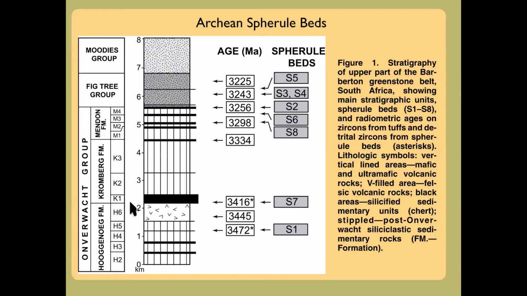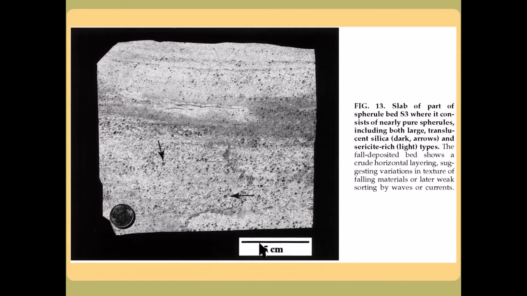The Barberton Greenstone Belt has a sequence of about 8 kilometers of rocks. It's really old stuff. And they found these spherule beds in there. And these are the oldest known evidence of impacts on Earth. And they're probably the evidence of the largest impacts known on Earth. Some of these things are really very thick, very iridium-rich deposits. S3 is the biggest of these. I'll show you a couple slides from that.